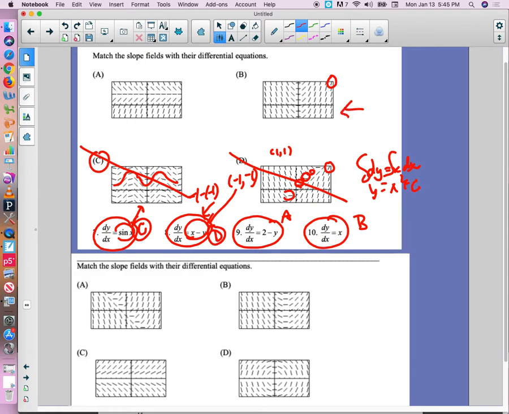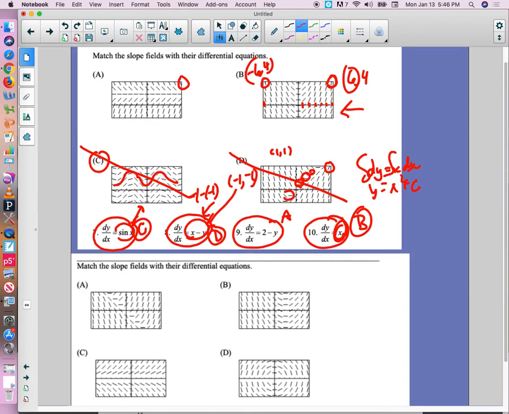But we can also check it like this. When x is 6, it's very steep. Over here my x is negative 6, and dy over dx is negative 6, and that just fits really good. Let's look at A.